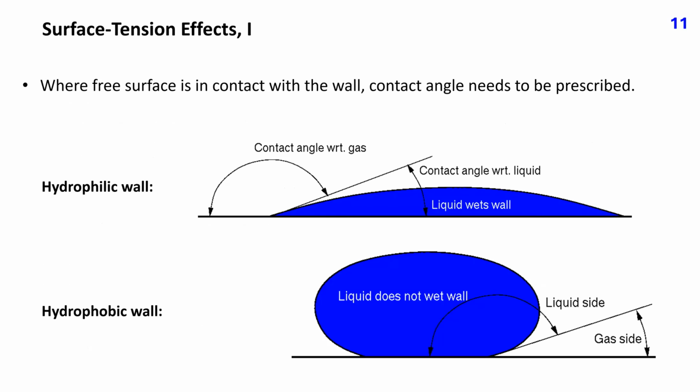Where the free surface is in contact with a wall, the contact angle needs to be prescribed. We distinguish between two kinds of liquid wall contacts. A hydrophilic wall surface attracts fluid and it spreads, creating a contact angle which is lower than 90 degrees, as shown in this plot. A hydrophobic wall surface repels liquid and it does not spread, creating a contact angle which is greater than 90 degrees, as shown in this plot.